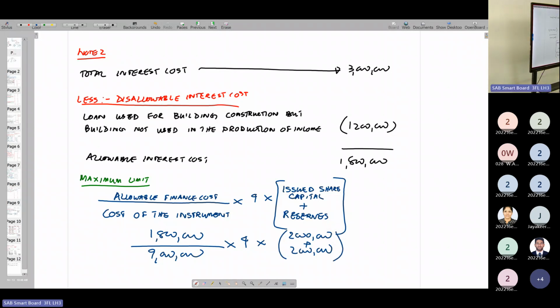Okay, what is the amount we can deduct, maximum? Up to 3.2 million we can deduct, but the allowable finance cost is 1.8 million. So then the entire 1.8 million we can deduct. Okay, correct? Ideally, if that borrowing is more than 4 times the issued share capital and reserve, then there will be a limitation. Otherwise, 1.8 million we can deduct. Okay, is that clear?